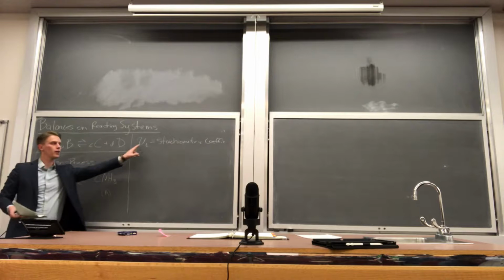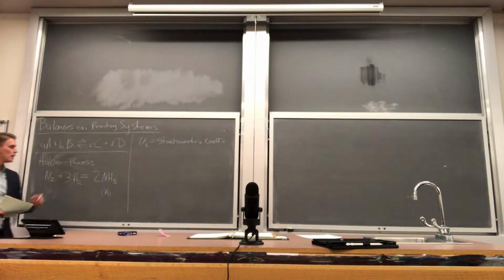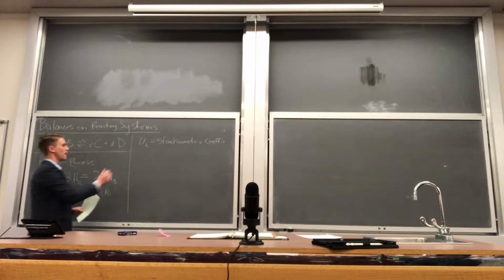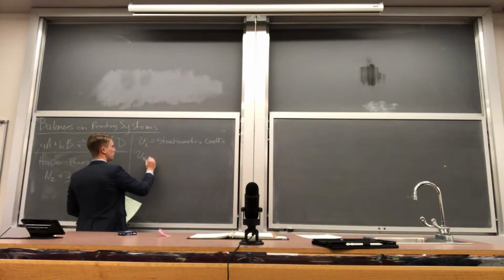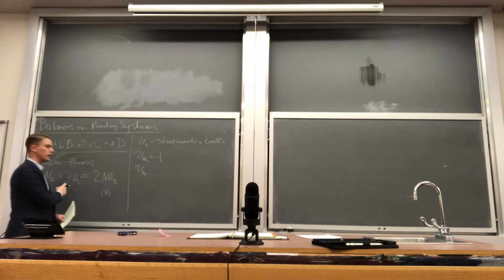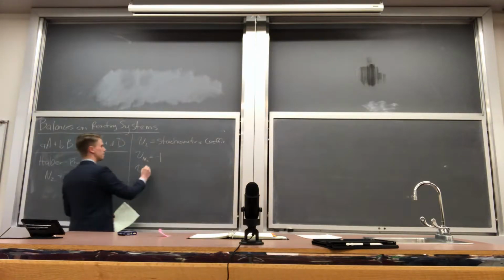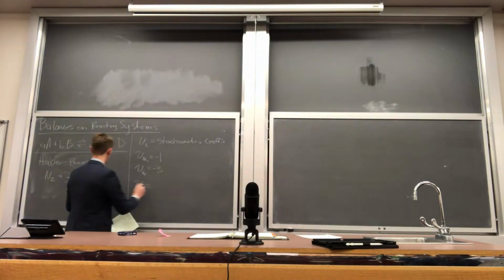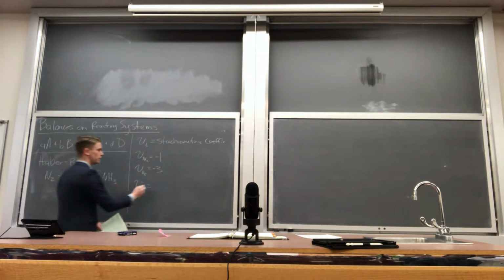And we use the Greek letter nu. So the stoichiometric coefficient, who's seen the stoichiometric coefficient? Okay, what is the stoichiometric coefficient for nitrogen? 1. Is it 1 or is it something else? -1. It's -1. So the stoichiometric coefficient for nitrogen is -1. The stoichiometric coefficient for hydrogen is -3. And the stoichiometric coefficient for ammonia is +2.